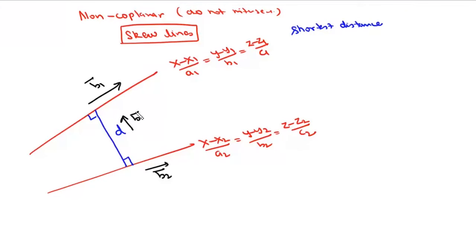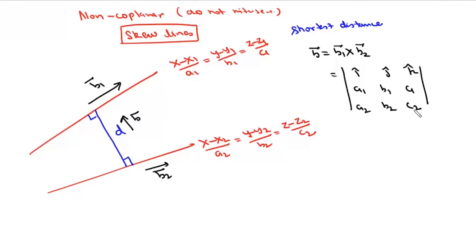Now since this B is perpendicular to both B1 and B2, we know that any vector which is perpendicular to two given vectors is given by this cross product. So we can write this vector B as the cross product of B1 and B2. We can write this as this determinant with i, j, k, and here A1, B1, C1 and A2, B2 and C2. We'll solve this and get some Ai plus Bj plus Ck.